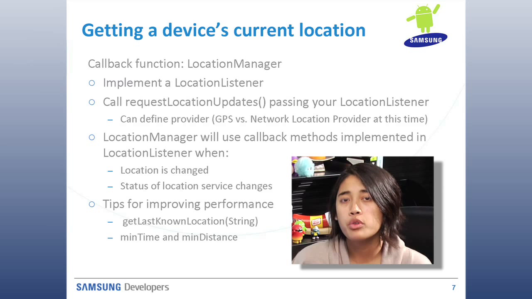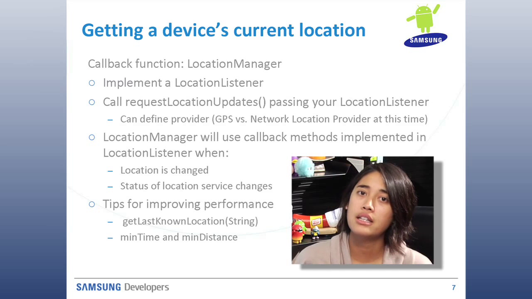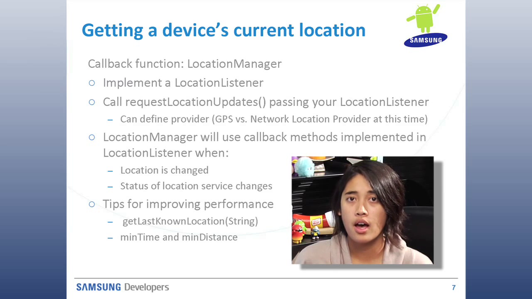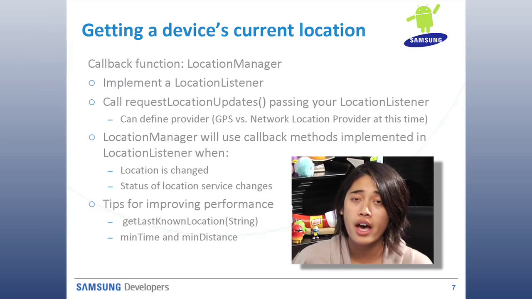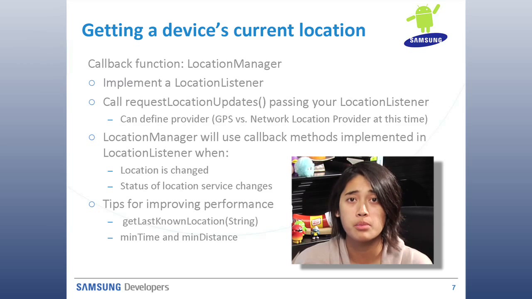So some tips for improving performance are really getting the last known location before you're waiting for your final location. A lot of the times when you're waiting for that first fix, it's helpful to just show something on a map or to have some sort of concept as to where you are. And you can do that with the Get Last Known Location API.